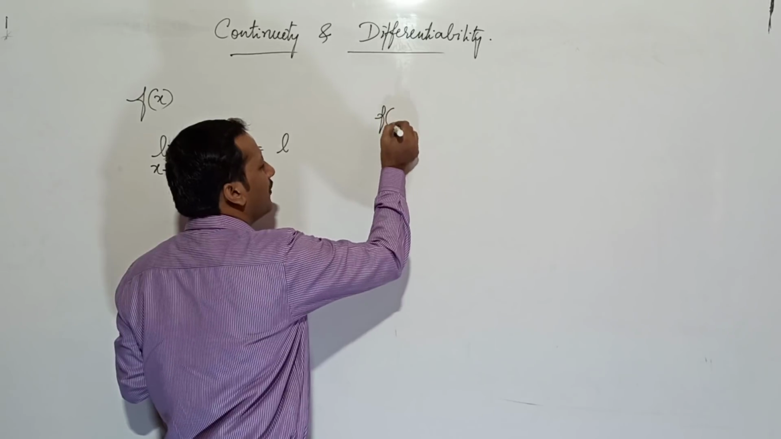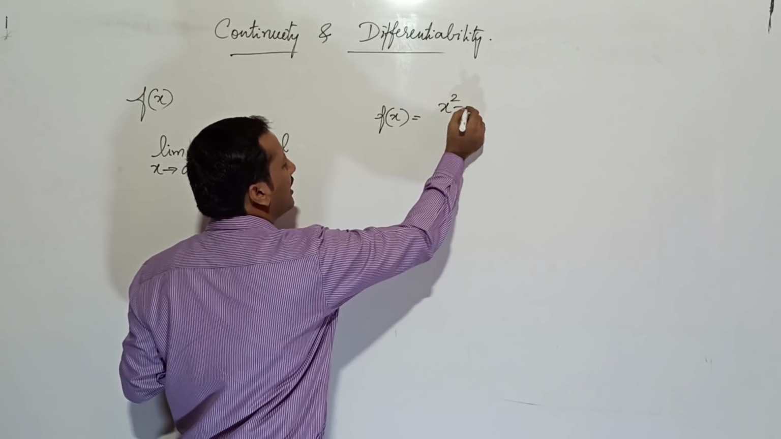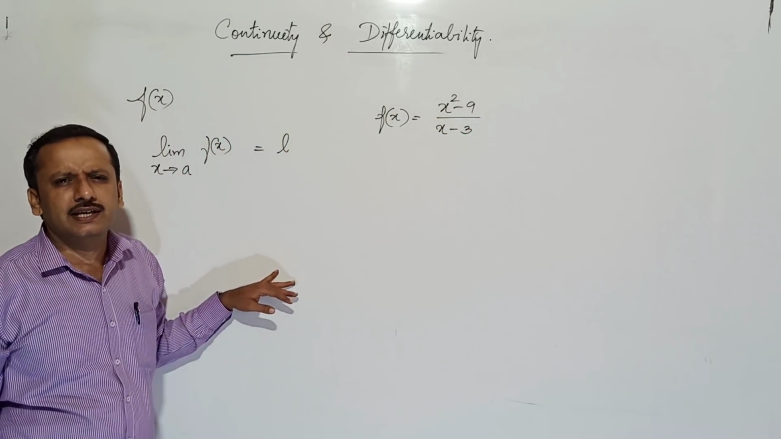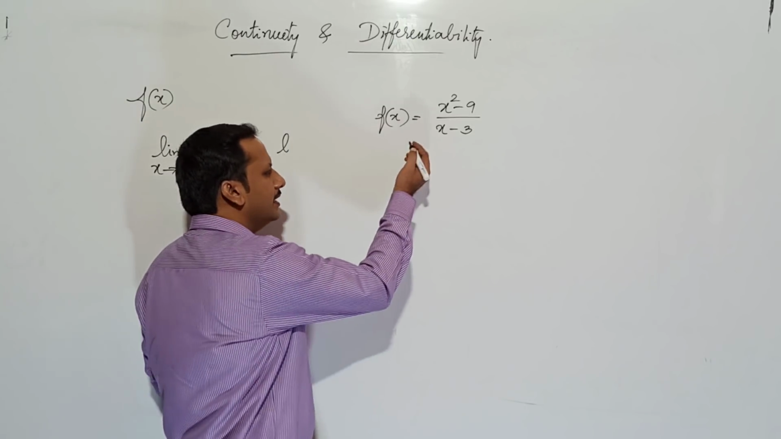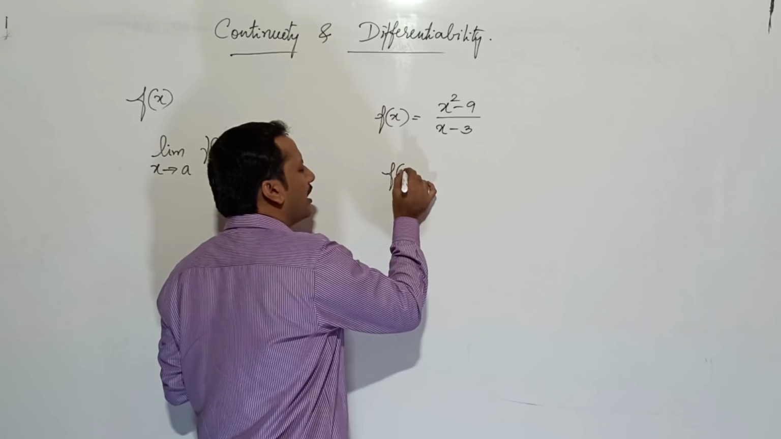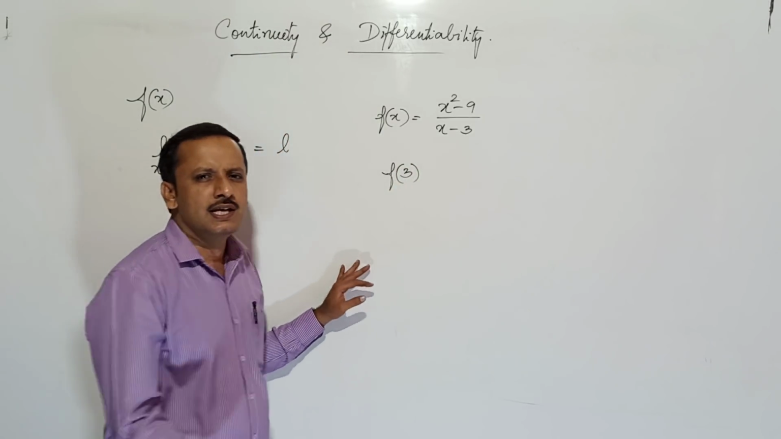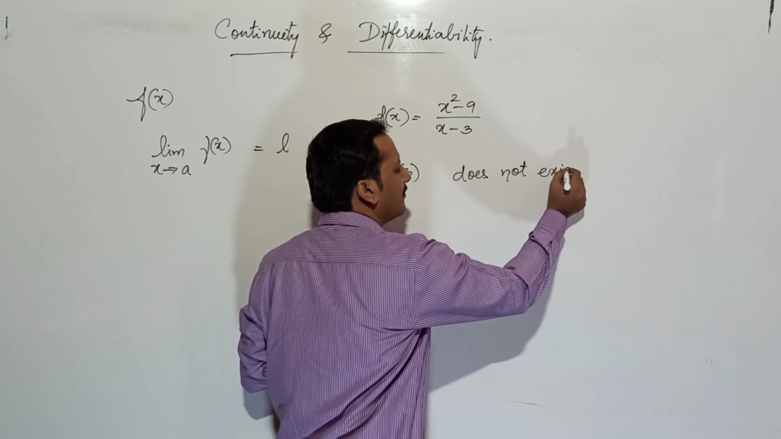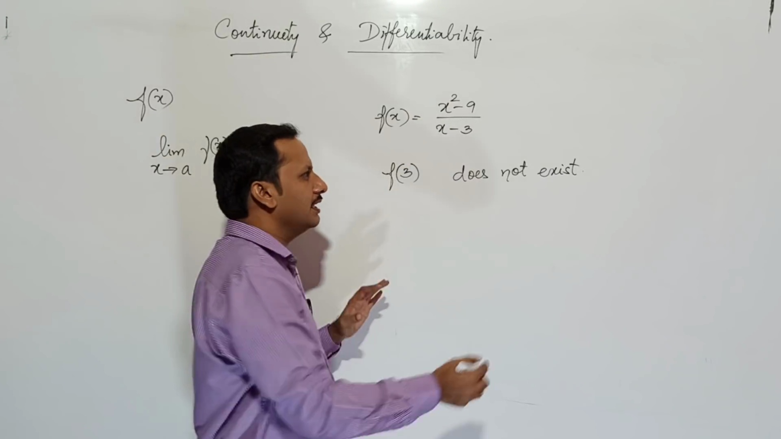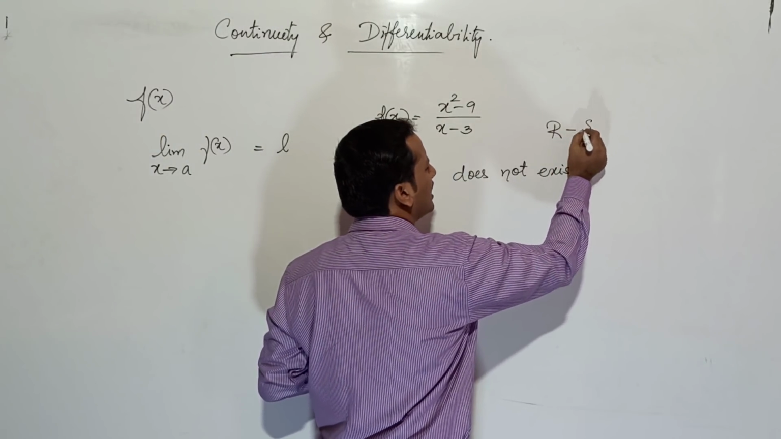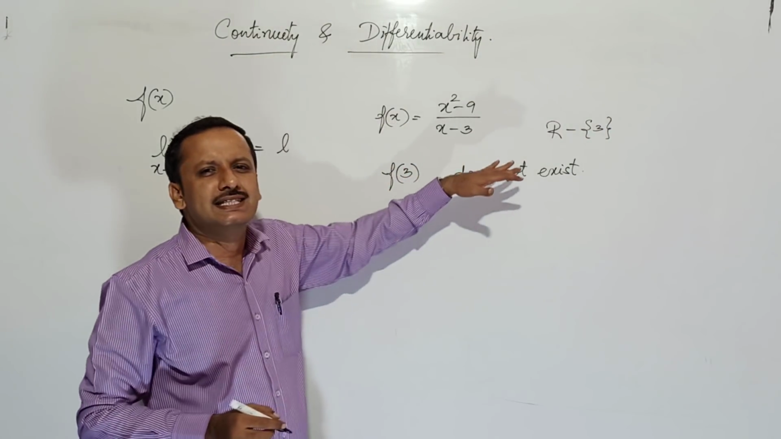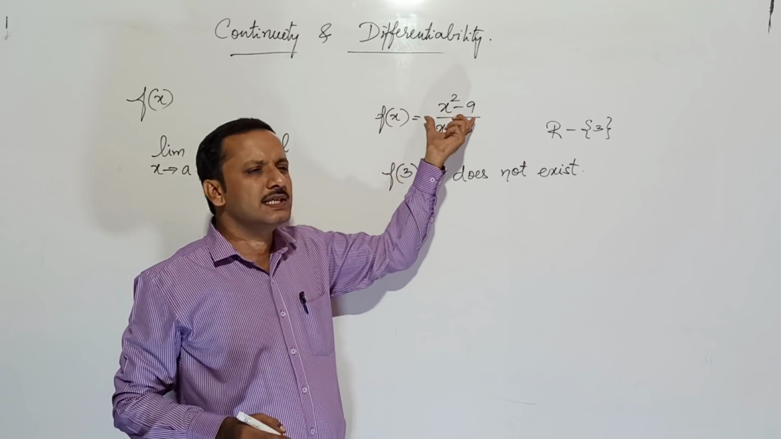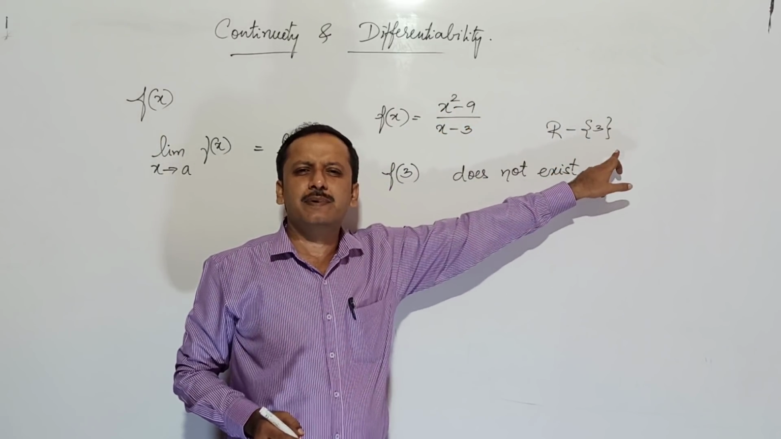Suppose I take f of x is equal to x square minus 9 divided by x minus 3. Here, if I ask you to find f of 3, the answer is: it does not exist. Why does it not exist? Because the domain of this function is the set of all real numbers except 3, because when we put x equal to 3, the denominator becomes 0. So, the domain of f of x is the set of all real numbers except 3.